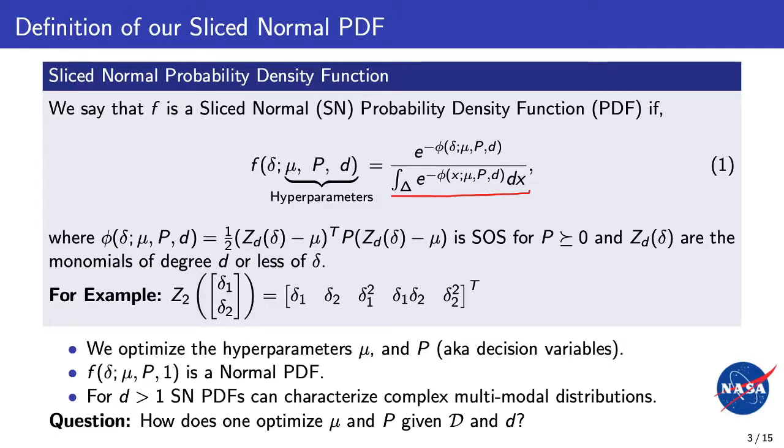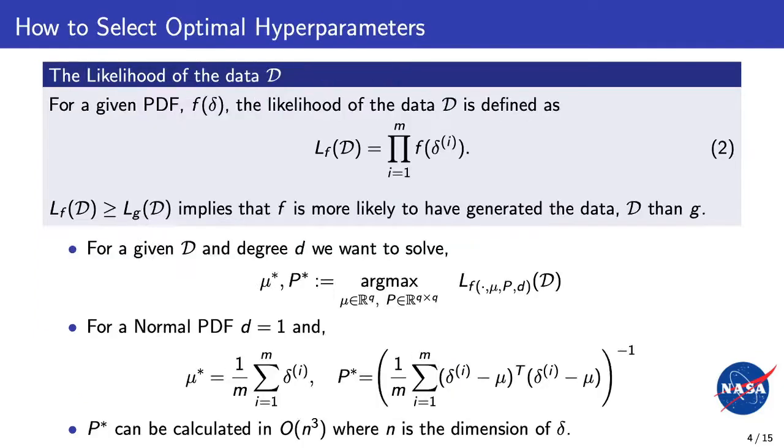Our question then is, how can one optimize mu and p given a dataset D in a user-selected degree? We select optimal hyperparameters that maximize the likelihood of the data D. The likelihood of the data D, shown here, is the product of our sliced normal distribution f evaluated at each of the points delta_i within D. If L_f of D is greater than or equal to L_g of D, then that would imply that f is more likely to have generated the data D than the probability distribution g.